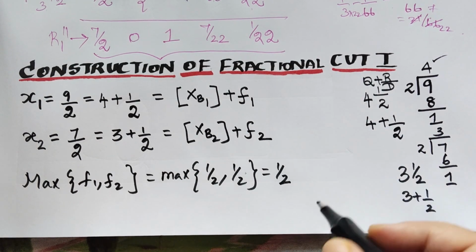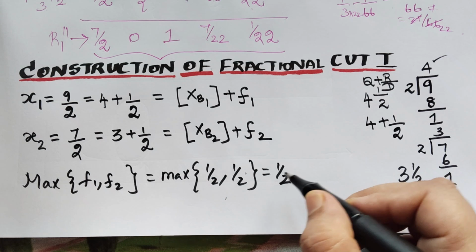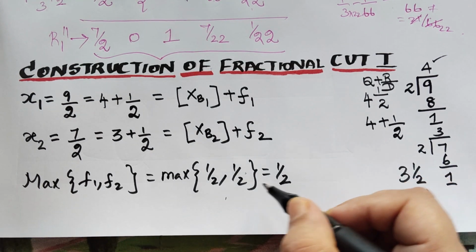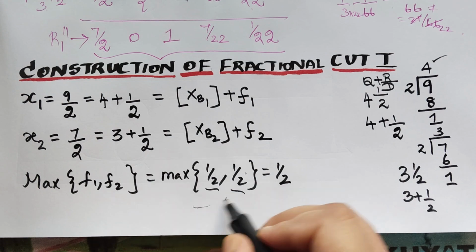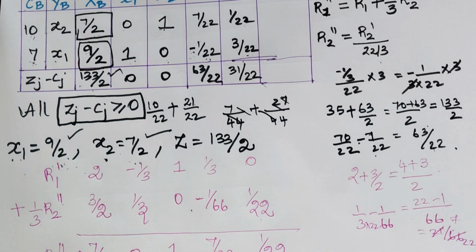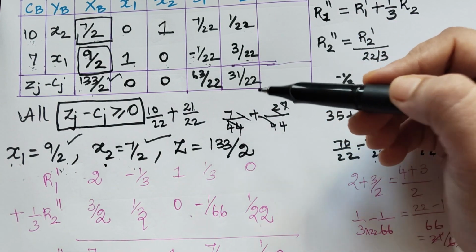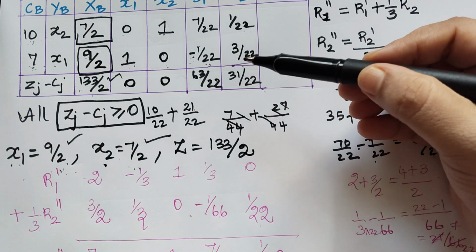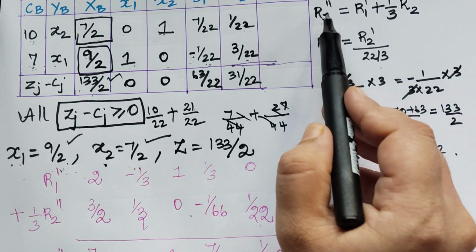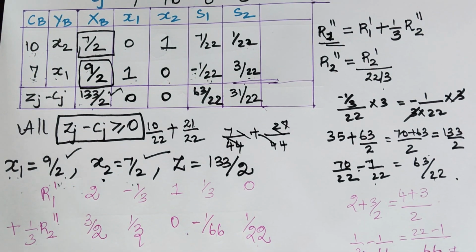We want to choose the source row. Whichever is the maximum, the row corresponding to that will be chosen as the source row. Since both are the same here, we can choose either of these two rows, the first row or the second row, as the source row. I am going to choose the first row as the source row, that is row 1 double dash, and I am going to continue the problem.